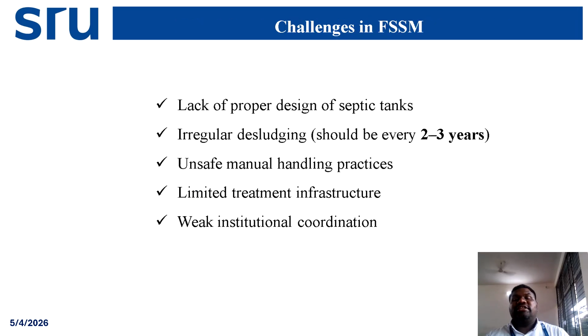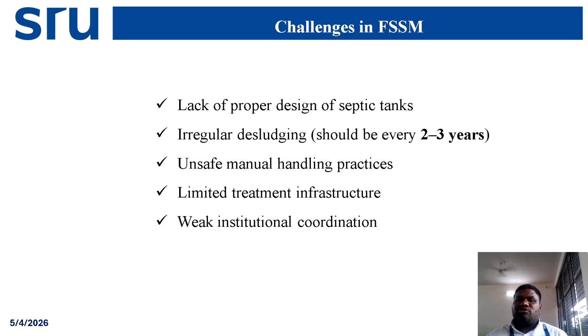So what are the challenges in FSSM? We know the options for how to do desludging and how to treat; every option exists. Still we are facing some problems. What are the problems? The first one is the lack of proper design of septic tanks. There is no proper idea of how to design them or what capacity to design in rural areas. There are no main guidelines for the design of septic tanks. They design for 2 to 3 years, after that it is completely full. Then whatever sludge is coming is not going down. It is creating a problem.